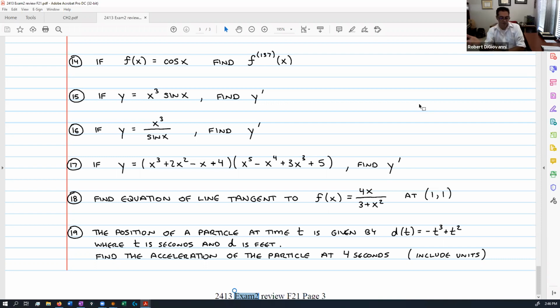So you just take the position function, differentiate twice, plug 4 in, and your answer will be, well, go back and look in your notes. We talked about the answer for acceleration.